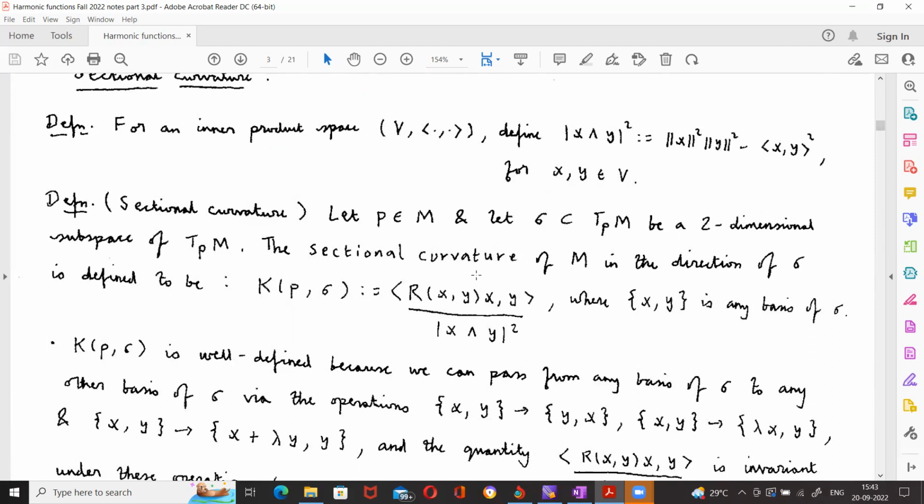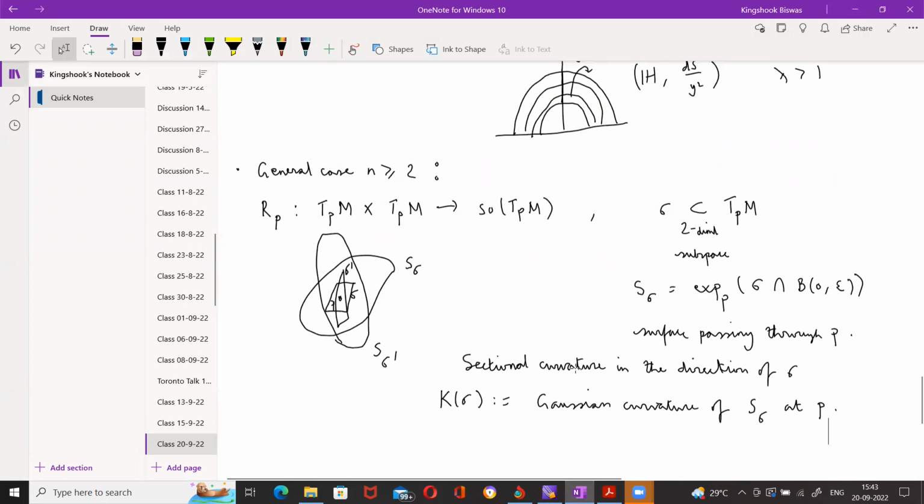And so this is the standard definition, but just seeing this doesn't give you any geometric intuition, right? What is this quantity? One way of seeing this geometrically is proved in do Carmo, in the chapter on isometric embeddings. It's proved that the sectional curvature as defined is nothing but the Gaussian curvature of the surface S sigma at P.